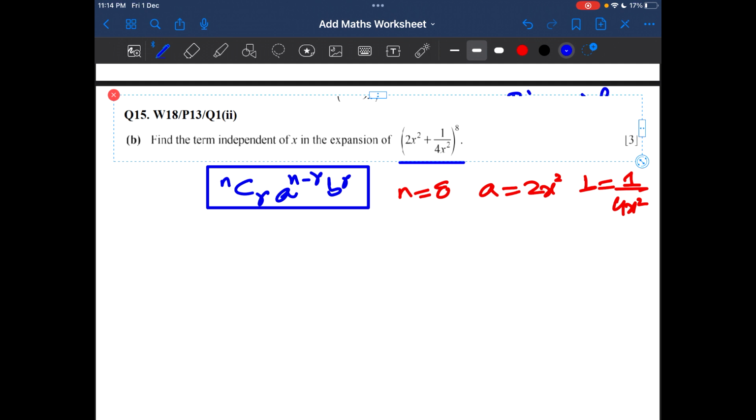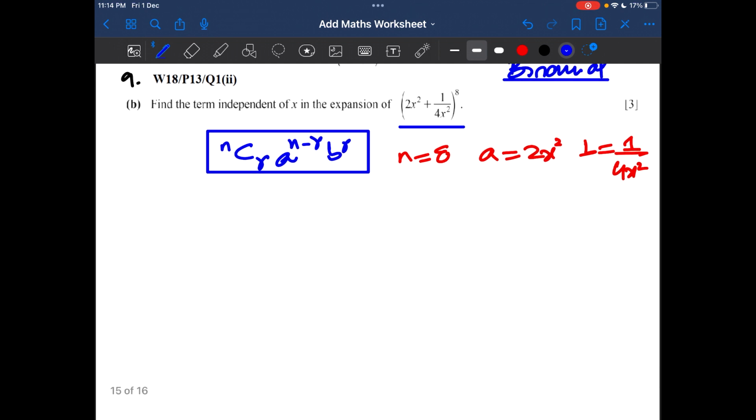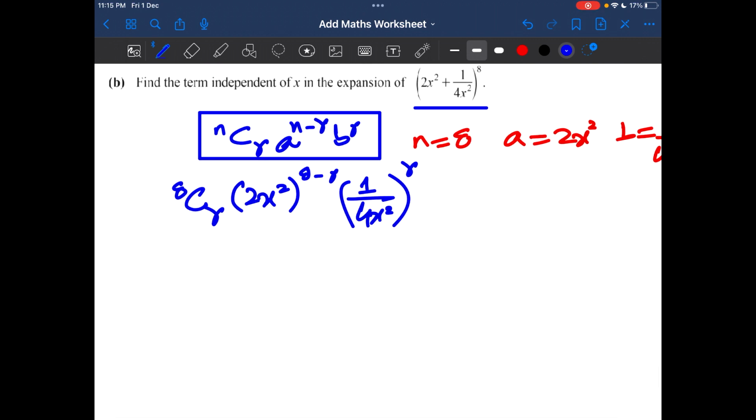I'm going to put this value in the formula. So what about the value of r? We don't know the value of r right now. So I'm going to put it like 8CR a power, a means 2 x square whole bracket power n minus r is going to be 8 minus r. B is 1 upon 4x square power r. I'm going to put it like that 8CR as it is. Now we don't know the value of r over here.